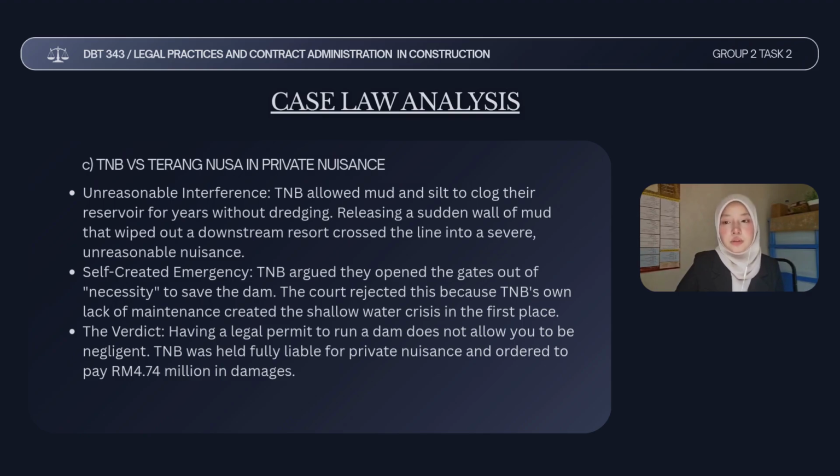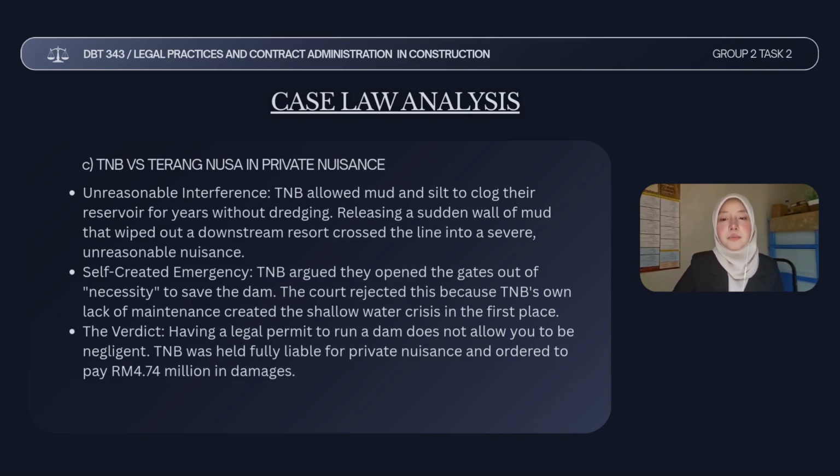The court ruled that this level of physical destruction can easily cross the line into unreasonable nuisance. JNB tried to defend themselves by arguing necessity, claiming that they had to release the water to prevent the dam from bursting. However, the court completely rejected this. The judge pointed out that the emergency was created because JNB neglected the dam; the capacity of the lake was too shallow to handle the rain.